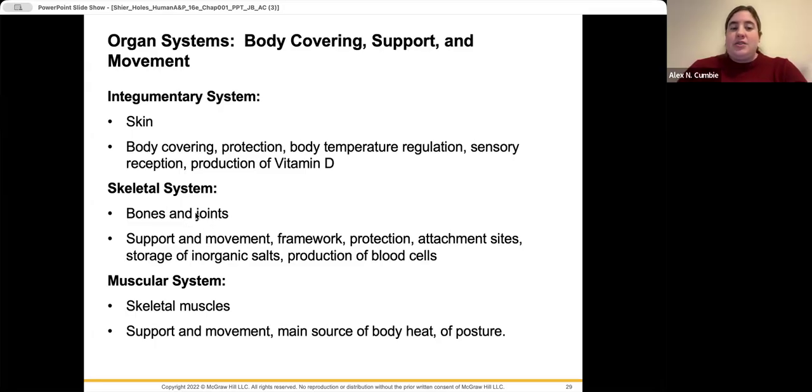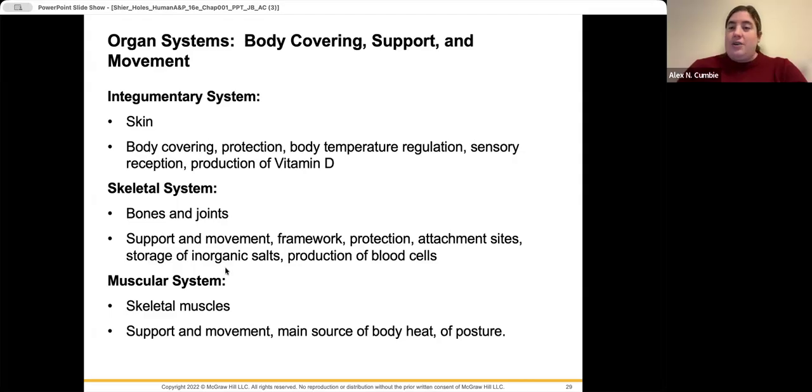Next system is the skeletal system. This includes your bones that make up your skeleton, as well as the joints that connect those bones together. And you already know the functions for the skeletal system most likely. It helps with support and movement. It provides a framework for the body. Your skeletal system is instrumental in protecting your internal organs, right? We have certain bones in certain areas to protect very special internal organs. Your bones can serve as attachment sites for connective tissues and muscles. They have some good functions.